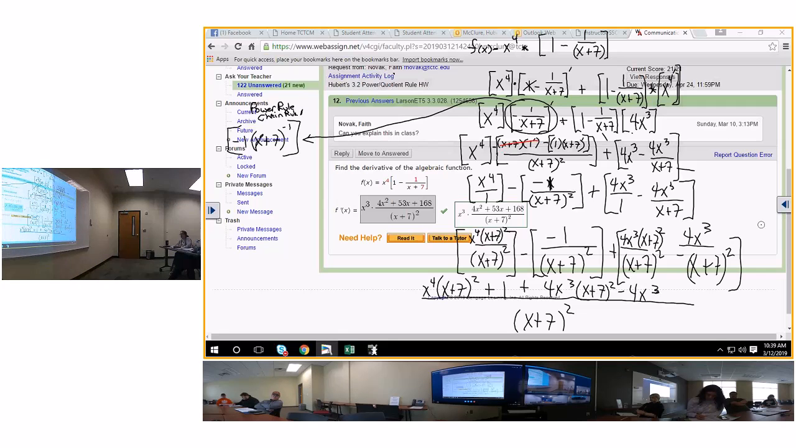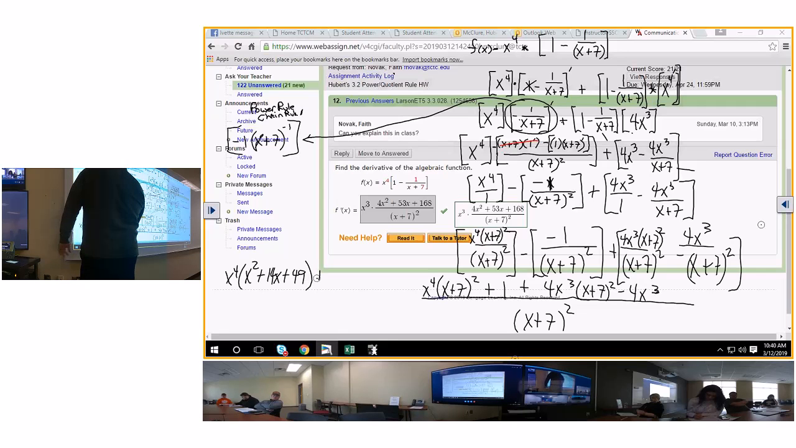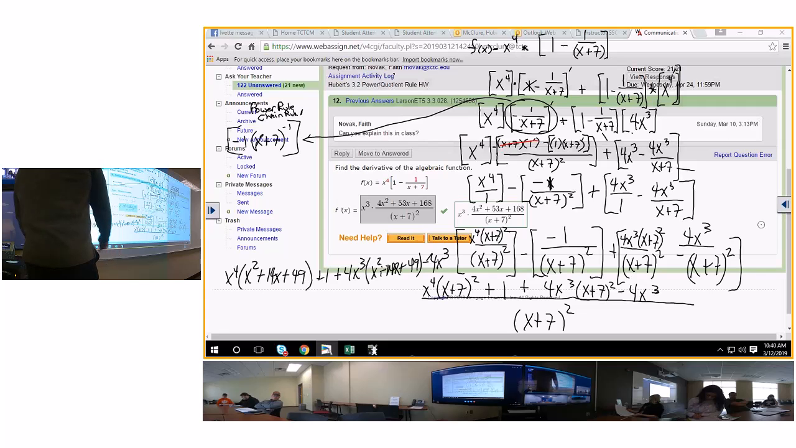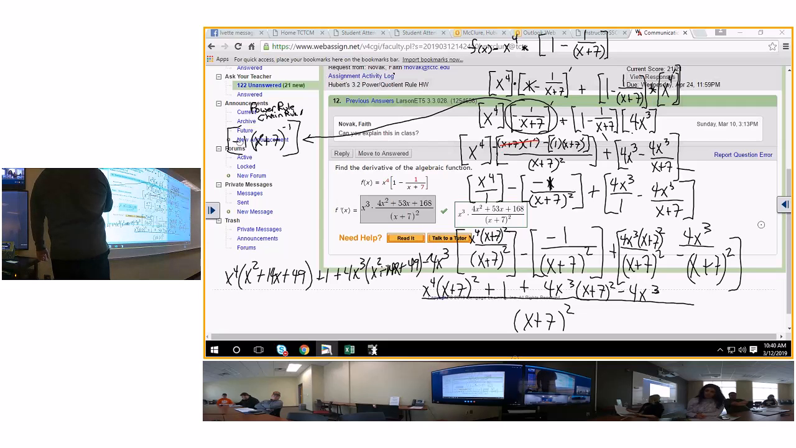So that's going to be x to the fourth times x squared plus 14x plus 49 plus 1 plus 4x cubed times x squared plus 14x plus 49 minus 4x cubed. And then that's going to give you x to the sixth, and that's going to be a mess. So I think it'd be better just to change this to negative 1 times negative 1 is 1.